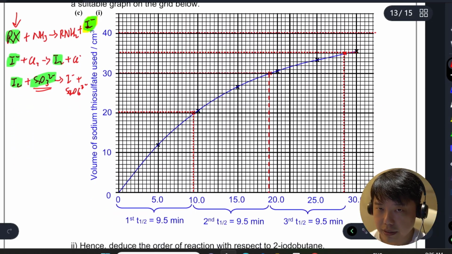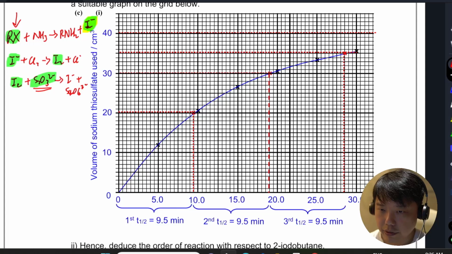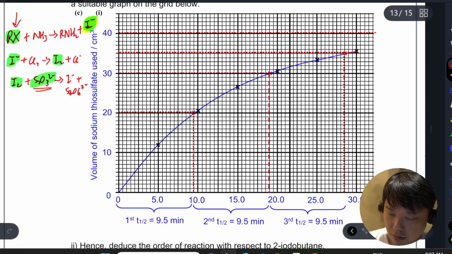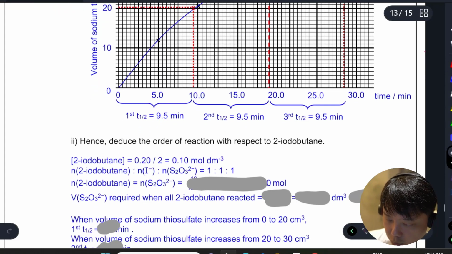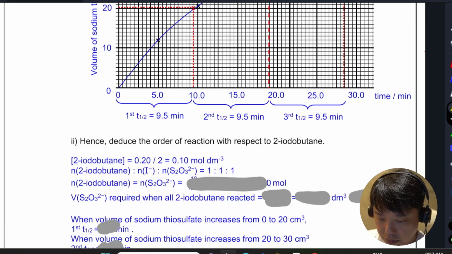Okay, so we can see that this is a product curve. Obviously, you will need to work out the end amount, the final volume of thiosulfate that is needed. So if you work out the thiosulfate amount, basically we link it the way that I was telling you about. You link thiosulfate back to your 2-iodobutane, your RX. So it's 1:1 all the way basically.